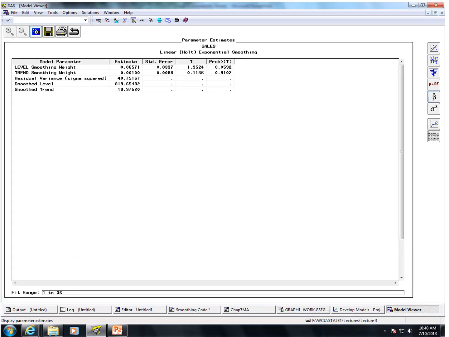You were right. They're relatively small, right? My alpha, the smoothing weight for level, is 0.06 out of 1, right? So between 0 and 1, it's much, much closer to 0. And even smaller is my gamma, the smoothing constant for the growth rate.